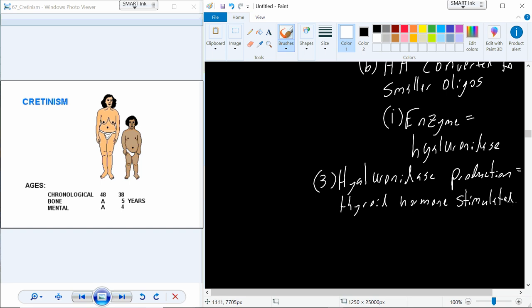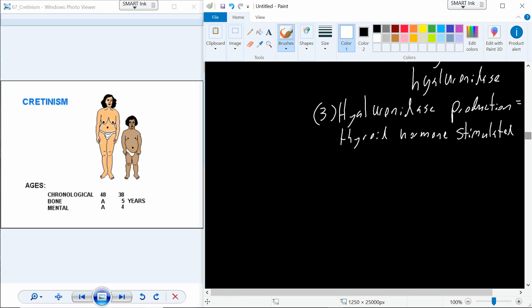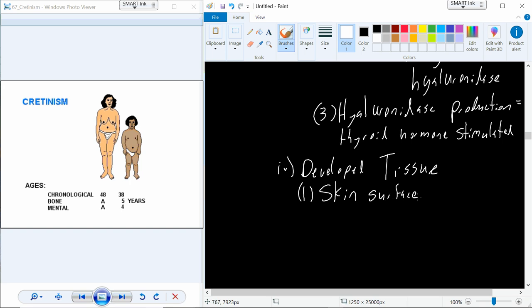Hyaluronidase production increases with thyroid hormone stimulation. So that's the developing tissue. Then as we shift over to the developed tissue, what we see is places like the surface of the skin where we actually still retain hyaluronic acid. If we don't have that proper hyaluronidase production, it leads towards a reduction in hyaluronic acid.